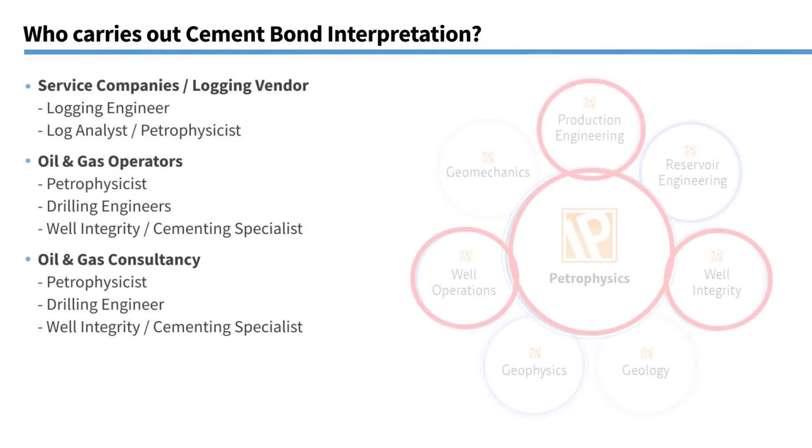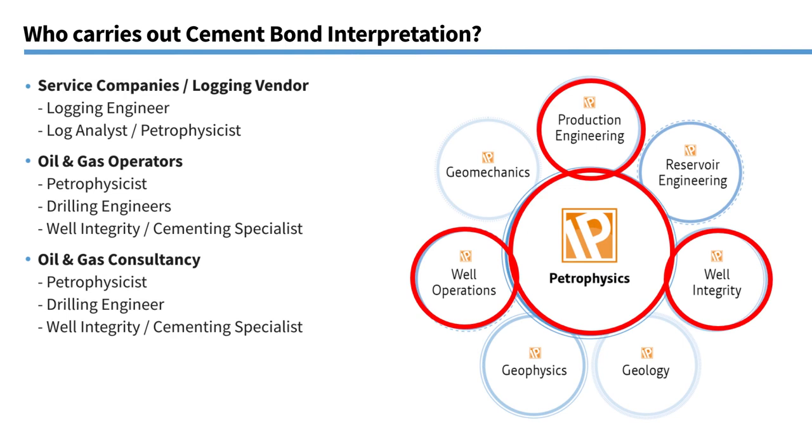Okay, so to determine the condition of the cement downhole, we need to run cement bond tools, of which there are quite a variety from the various service companies. But who's actually going to carry out the interpretation of that bond data? Well, commonly there's maybe three types of people that would be doing that, who might be using the module we're going to be talking about.